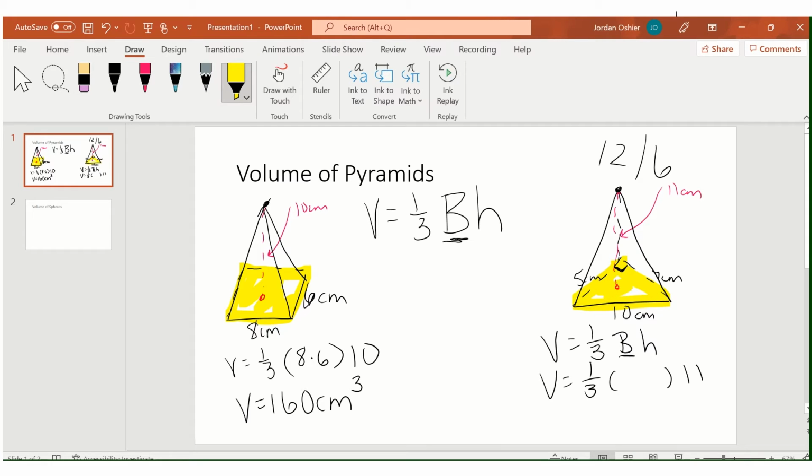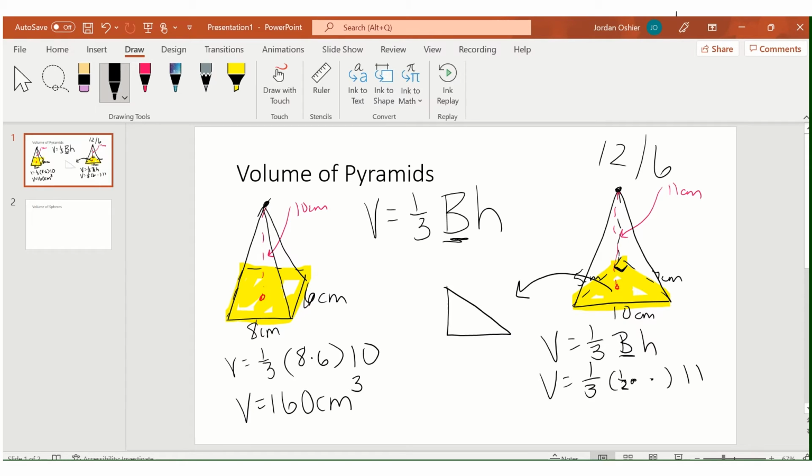This shape is a triangle. It's a right triangle specifically. A triangle's formula for area is 1/2 base times height. So the first thing I need to remind you of is that it's 1/2. The second thing I need to remind you of, to get the base and the height, I'm going to actually draw this triangle separate right now.